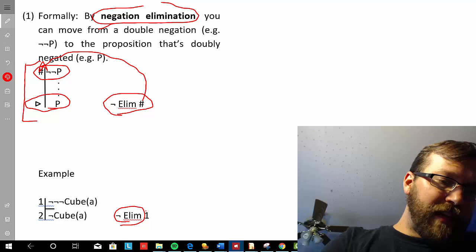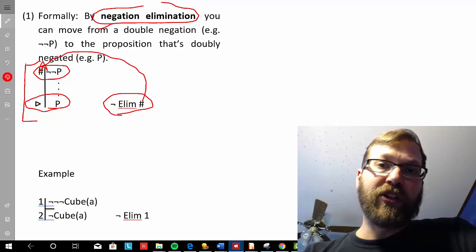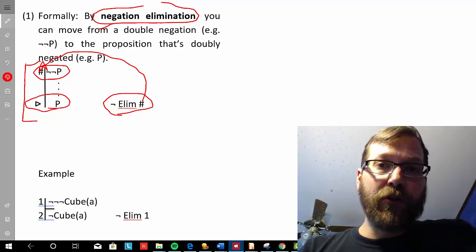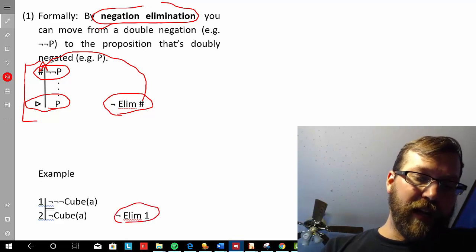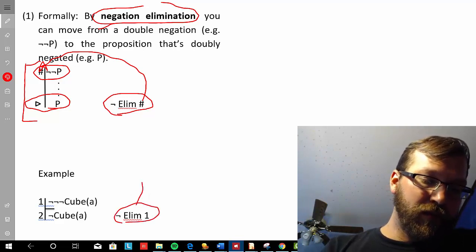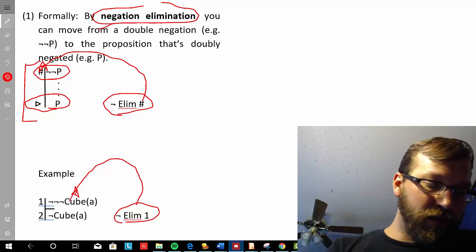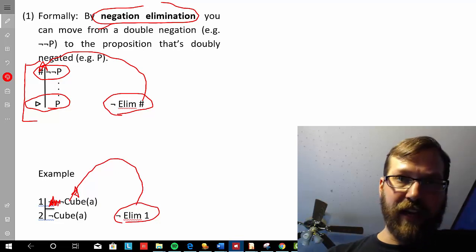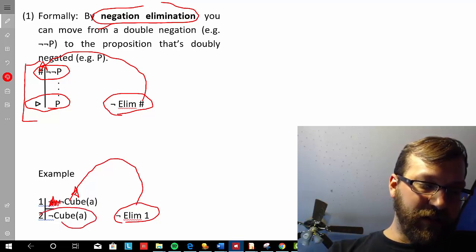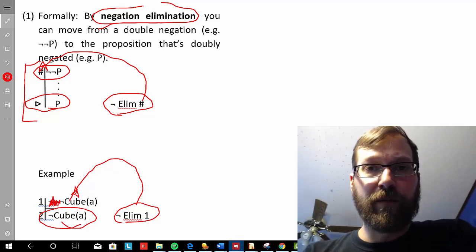So another way to think about this is that what negation elimination allows us to do is to always remove two negations. So by applying negation elimination onto step 1, we can remove two of its negations, leaving us with it's not the case that A is a cube.